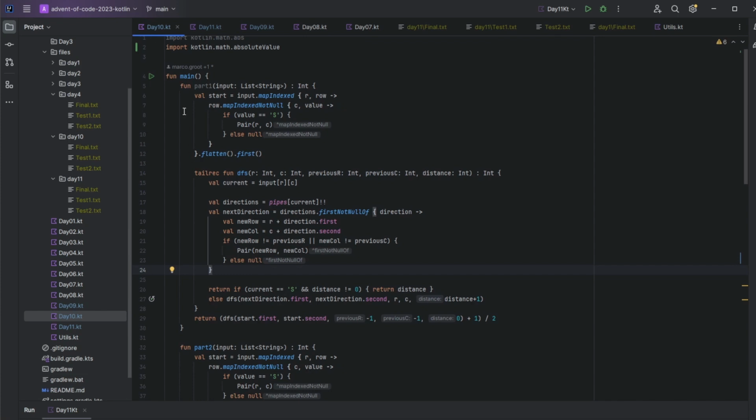And then once we get back to the start point, we know that if we divide the distance by 2, the furthest point away would be there. And then I did +1 divided by 2 to make it the ceiling, just in case. I don't know if that was necessary.